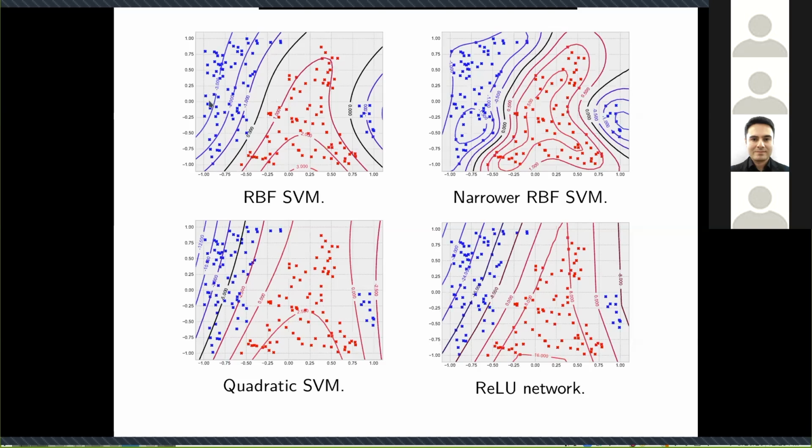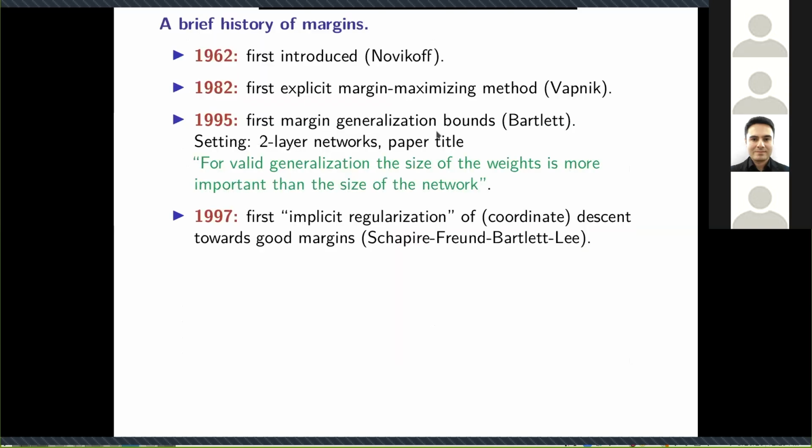And then in 95 is the first generalization bound for using margins. An interesting piece of history is that this is actually a two-layer network bound. So this is from one of the earlier deep network fads, and then they fell out of favor again, and they came back. So the first generalization bound known using margins was actually for two-layer networks. And the title of the paper is very suggestive. It says, for valid generalization, the size of the weights, meaning their norm, is more important than the size of the network, meaning the cardinality of the parameters. So yeah, this paper title is very suggestive.